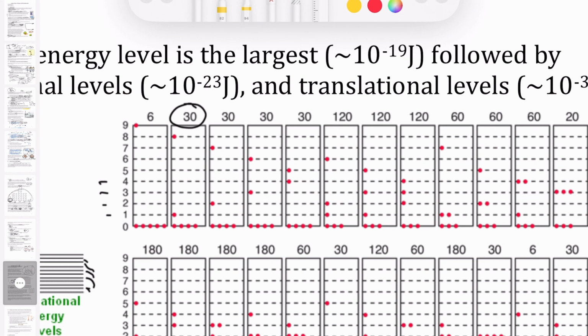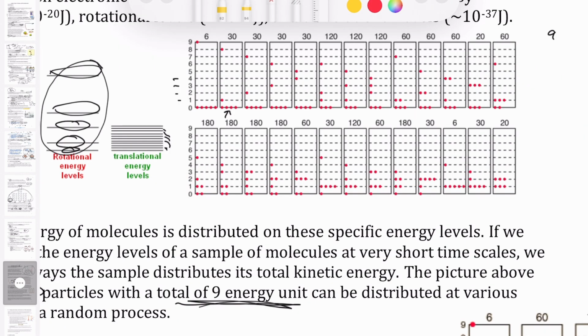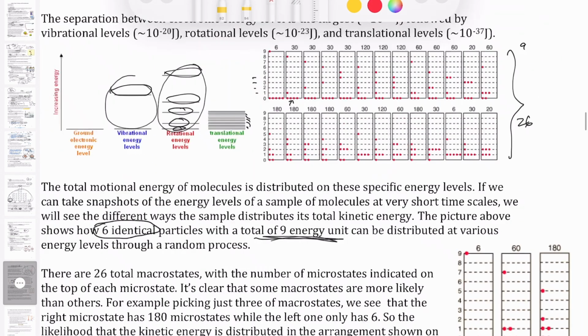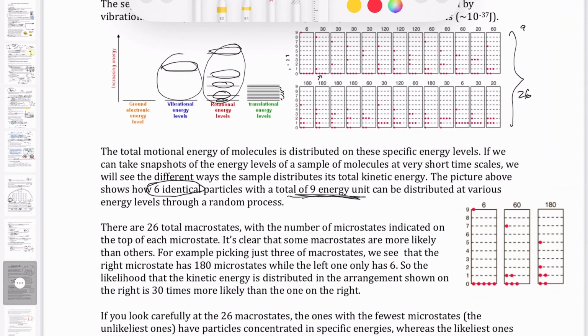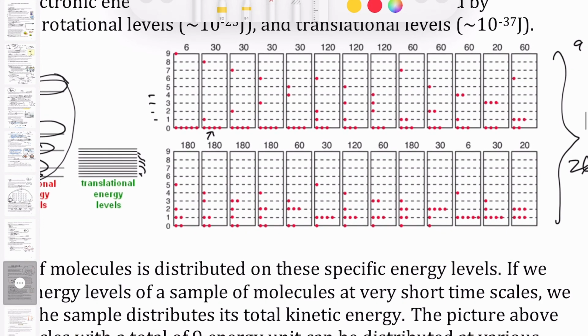Okay, just arranging those particles in different ways, but always keeping 4 having energy of 0, 1 having energy of 1, and 1 having energy of 8. So in other words, there's 30 microstates for that second macrostate. And I don't want to go through all of them, but in total, if you count this, there's 26 macrostates, okay? Each macrostate has a specific number of microstates as shown there.